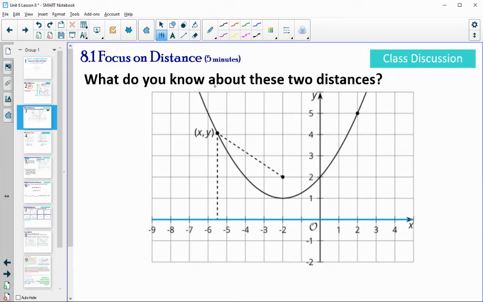So what do we know about these two distances? We know that they're going to be the same. Whatever this distance is, this distance is. So you could call them D. We could also call them y, since the directrix here is at y equals 0. So from 0 to y is y units, and then this one would be y units as well.